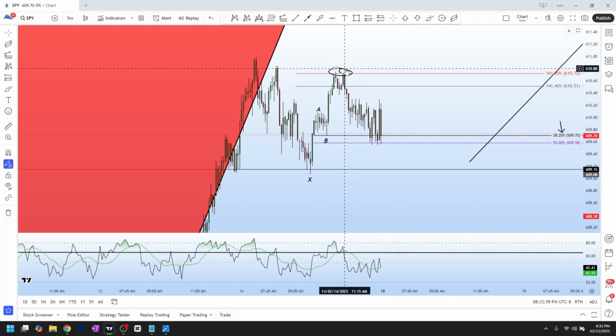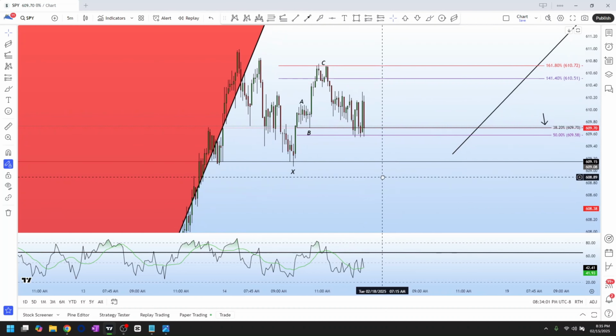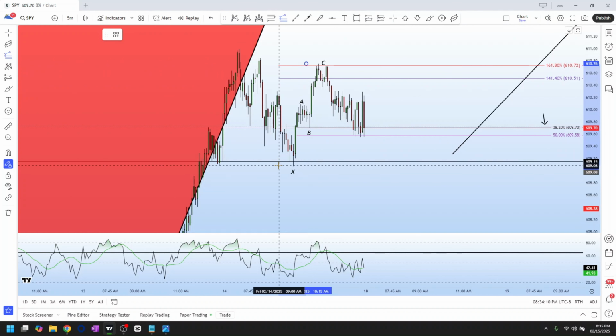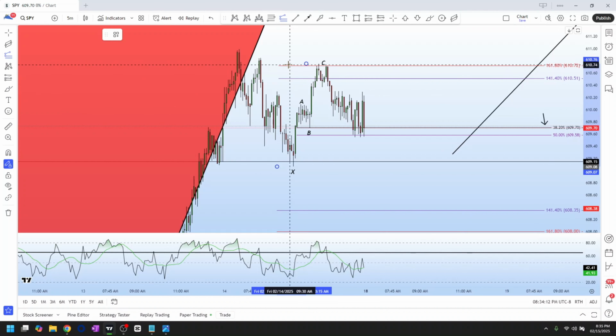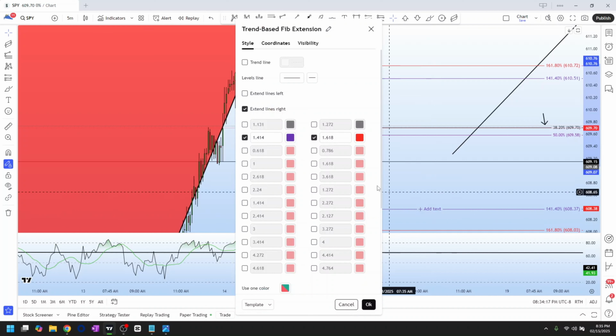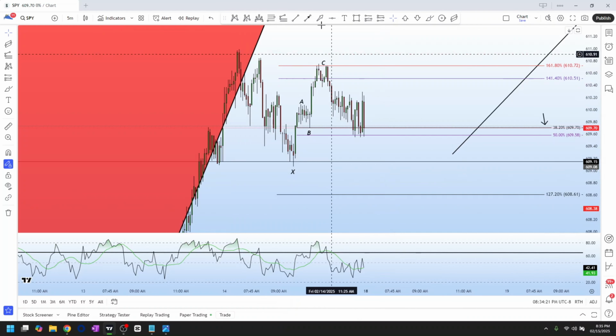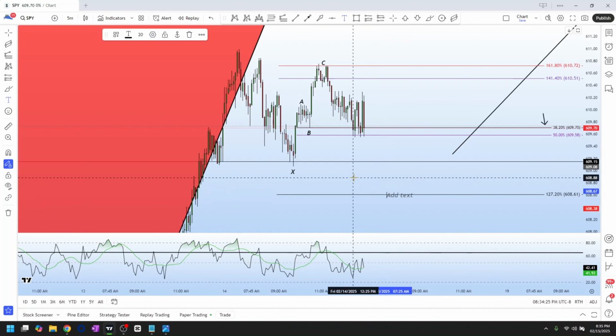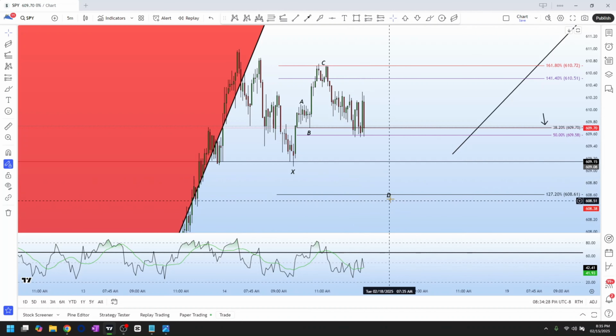Get rid of the circle. And then where's D? Okay, D is a 127 inversion of C to X. So using the extension tool to run the inversion and starting from C, and coming to X and coming back and remembering that we only want 127. So coming in here and getting 127 for the inversion to let us know that that's where the D leg completion is.